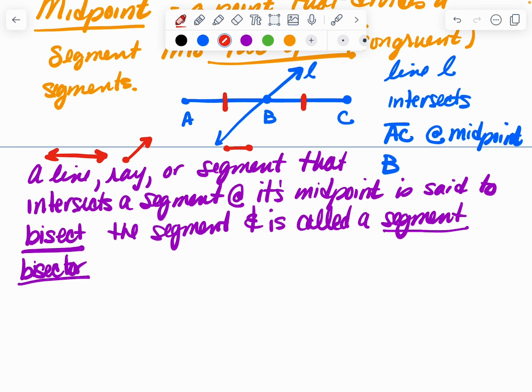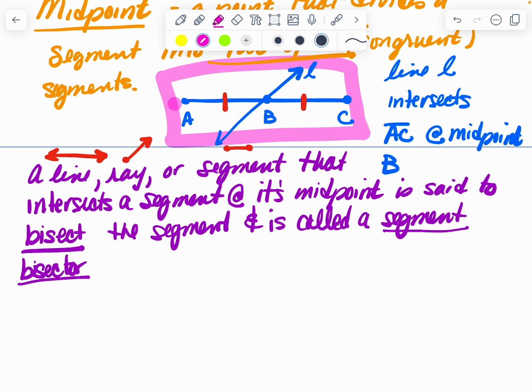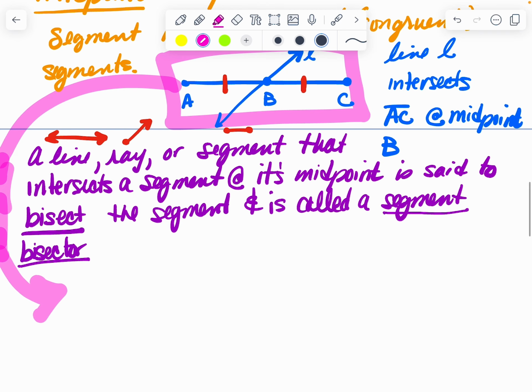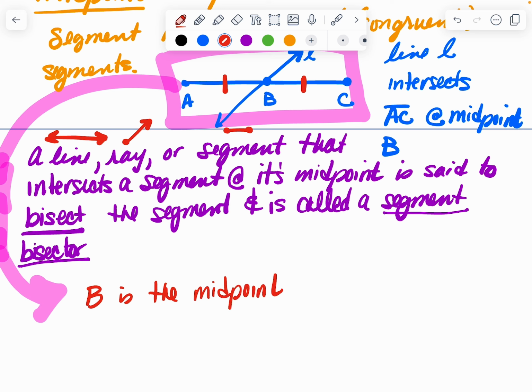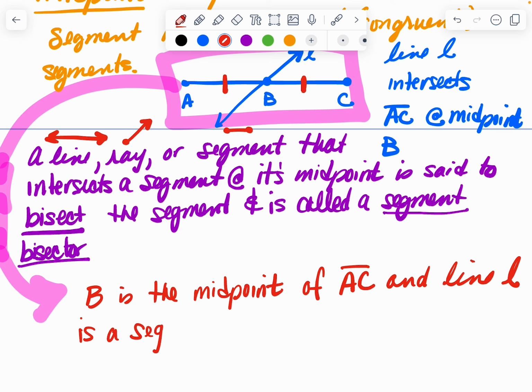So when we look at this drawing that we did, I can say from this picture that B is the midpoint of segment AC, and line L, that's like a cursive lowercase l, is a segment bisector.